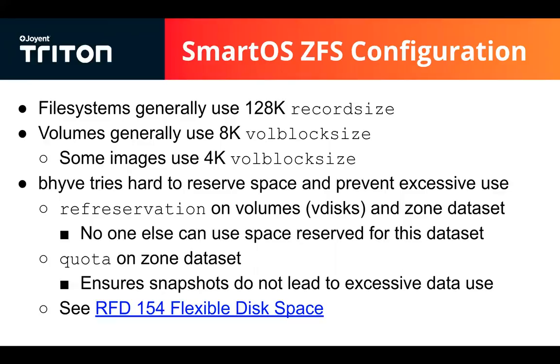And as I mentioned earlier, the reason that we got into this discussion was because bhyve tries hard to be sure that we have enough space reserved and that we're not able to use more space via a whole bunch of snapshots, for instance. Plenty of details on this are in RFD 154. There's also RFD 148, which has a document snapspace.md, which is actually a link from RFD 154.